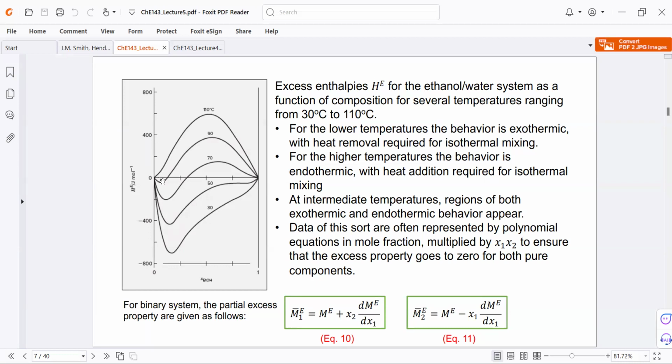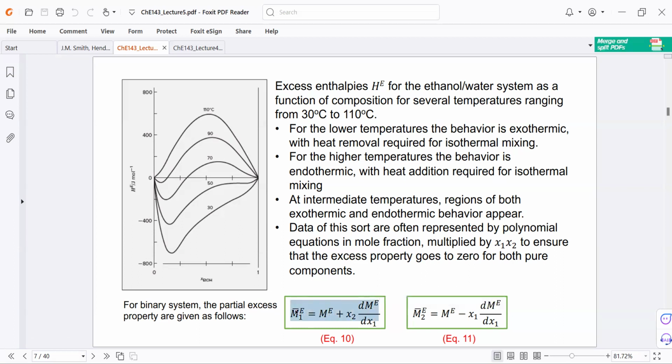So we can represent these curves by a polynomial equation as a function of mole fraction. And we have to multiply it by the product of x1 and x2 to ensure that the excess property goes to zero at both ends, meaning it goes to zero for both pure components. And also written on the slide, as you can see, we have a general equation for the partial excess property.